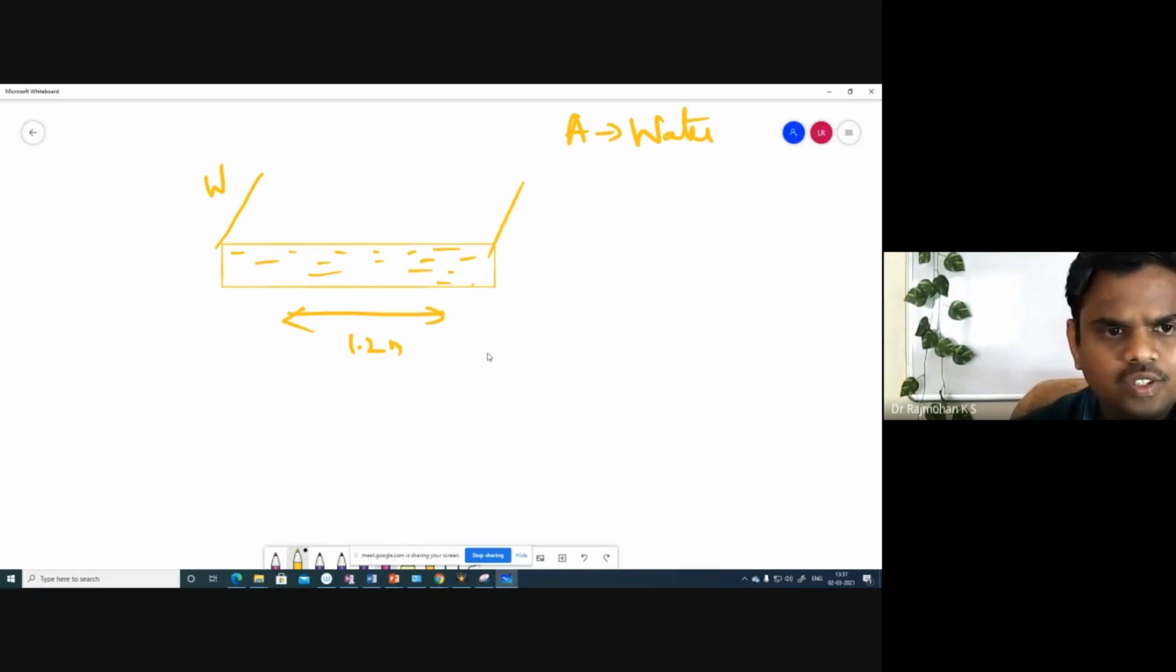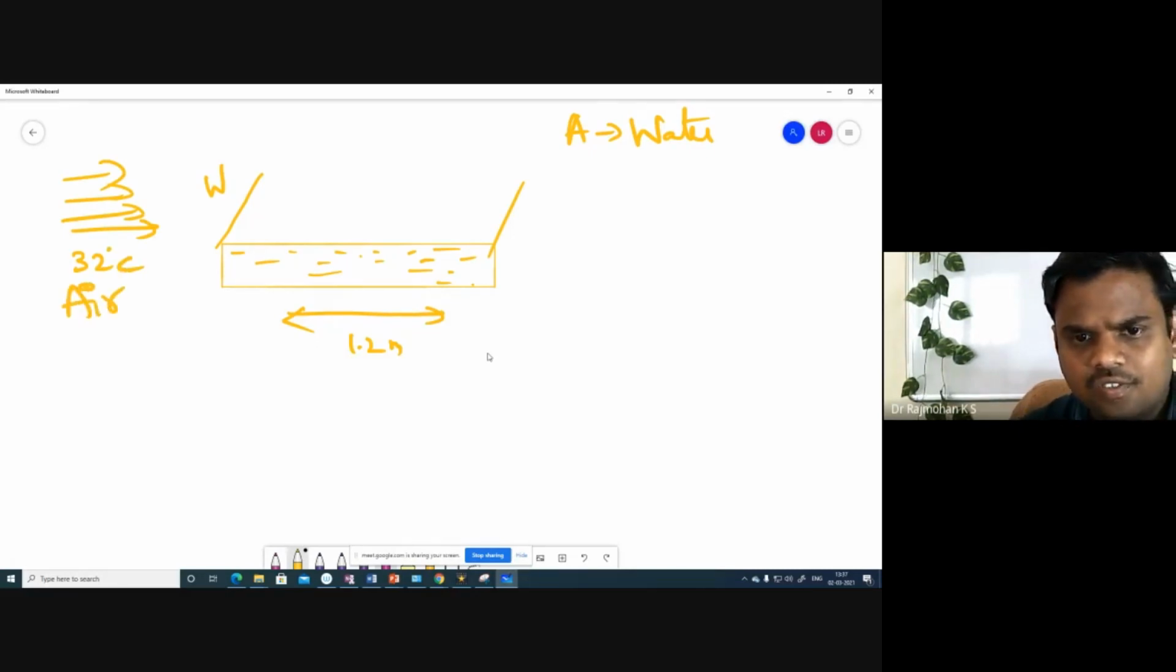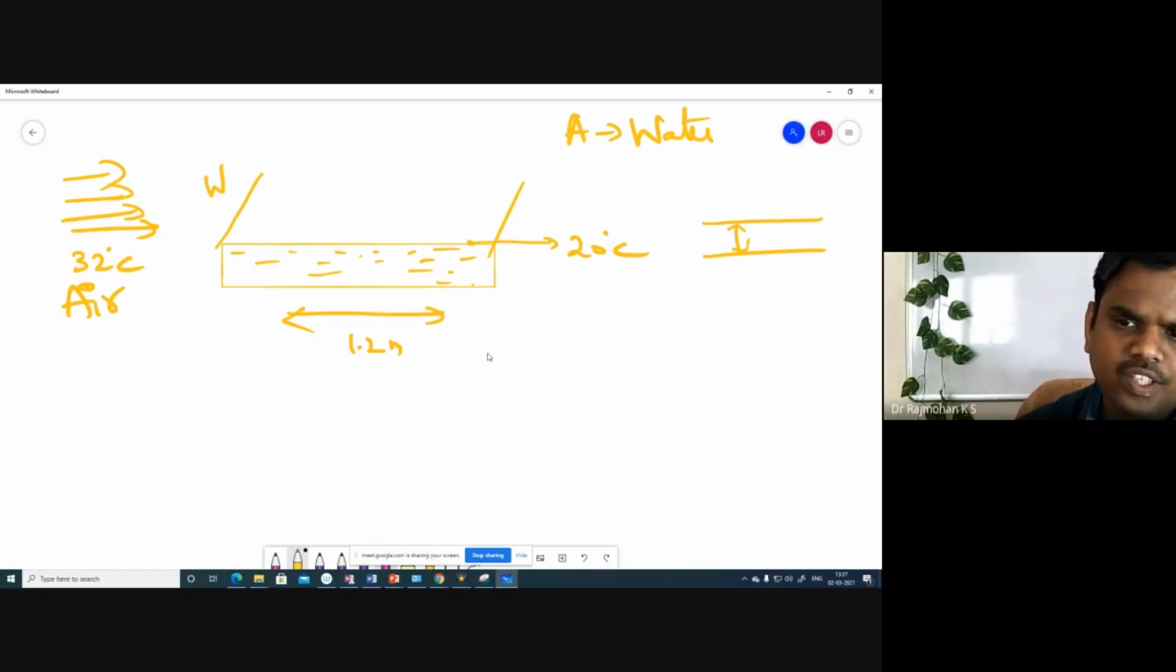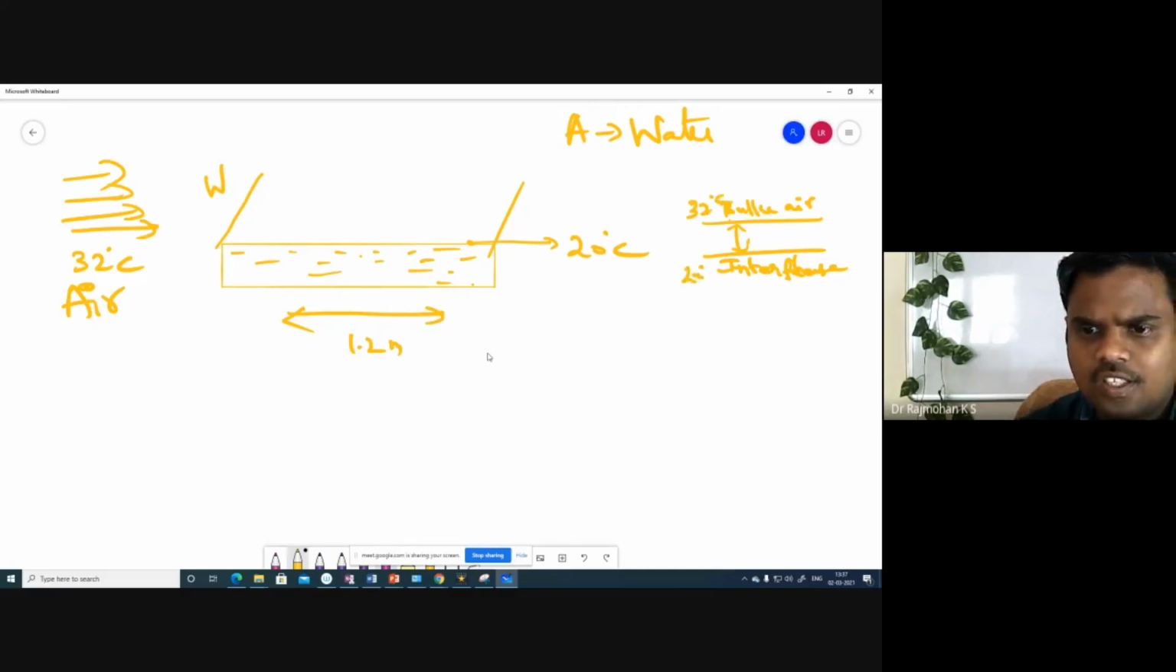Here we have an upstream of air coming at 32 degrees Celsius, and this is the liquid surface, the interface, whose temperature is given as 20 degrees Celsius. What we will assume in mass transfer is a thin film. That means at one end we have the interface, and at the other end we have the bulk of the air. The bulk air temperature is 32 degrees Celsius, here it is 20 degrees Celsius.